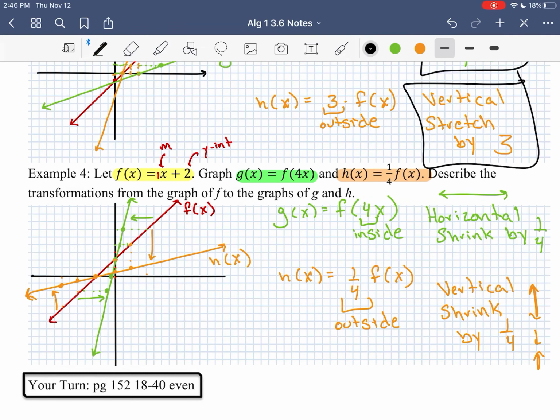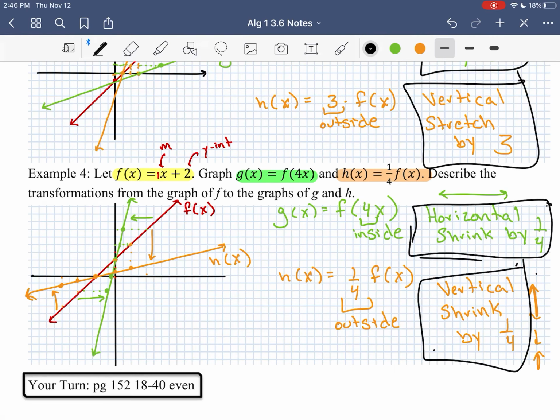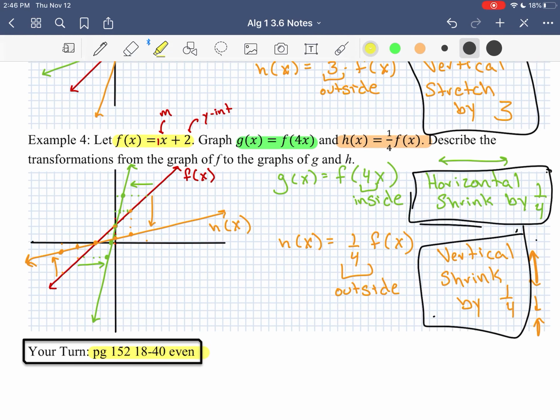And then it says to describe the transformation, which we did. It's a horizontal shrink by 1/4. This one's a vertical shrink by 1/4. Okay. All right, practice. I want you to do page 152, 18 through 40 even. We've got one more little part, and then we're done with section 3.6.